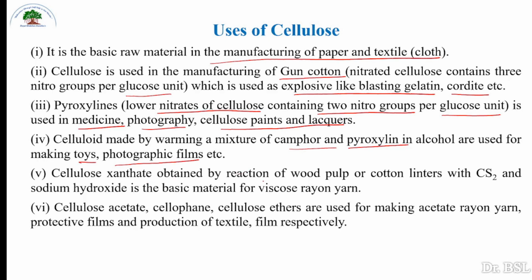Cellulose xanthate, obtained by reaction of wood pulp or cotton linters with carbon disulfide and sodium hydroxide, is the basic material for viscose rayon yarn. Cellulose acetate, cellophane, cellulose ether are used for making acetate rayon yarn, protective films, and production of textile film, respectively. Thank you.